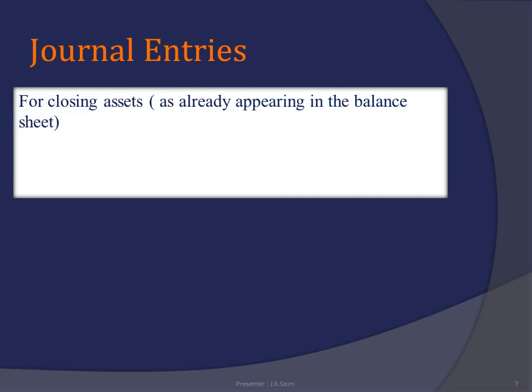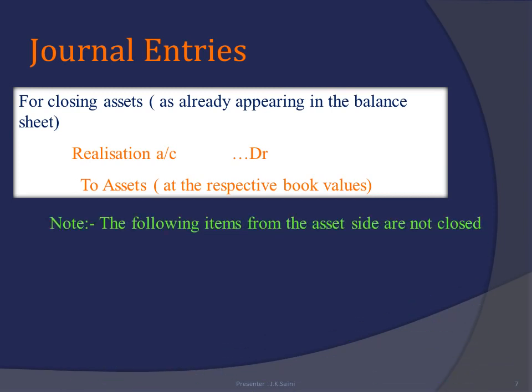For closing assets, as already appearing in the balance sheet, the assets are closed by debiting realization account and crediting asset accounts. These are closed at the respective book values. The following items as appearing on the asset side are not closed. Cash and bank balance, because we have a separate bank account or a cash account to be prepared, and this is a balance to be brought down in that account.